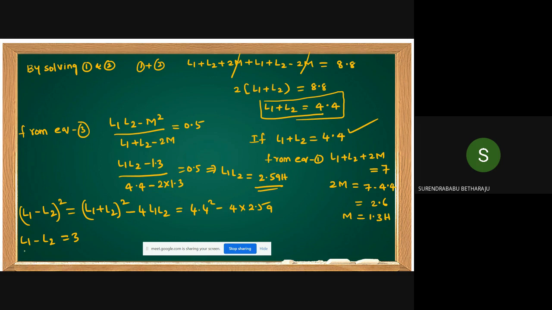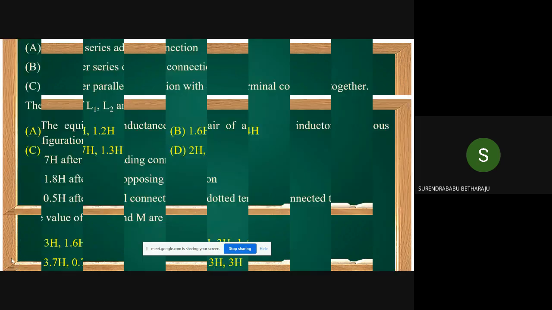What is L1 plus L2? L1 plus L2 equal to 4.4. By solving these two, important for 2 marks, these two equations, then what is L1 we can get? L1 is 3.7 Henry. What is L2 we can get? L2 equal to 0.7 Henry. Already M is calculated. M is 1.3, L1 is 3.7, L2 is 0.7. Then what is your answer?